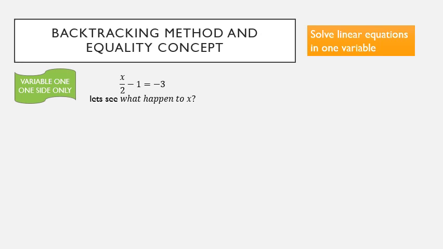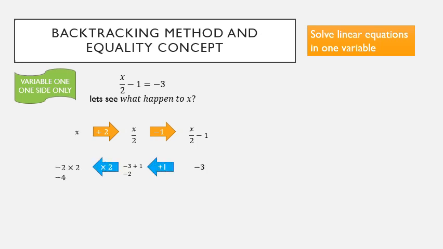Okay, next. Contoh yang seterusnya. So, kita terlibat dengan equation x over 2 minus 1 equals to negative 3. So first, let's look at what happened to x. So x, firstly, you divide by 2. So that it becomes x over 2. Next, the minus 1, we subtract by 1, and that becomes x over 2 minus 1. So the expression there equals to negative 3.